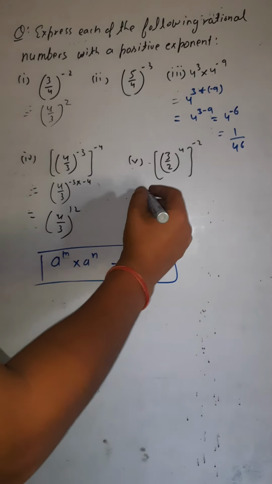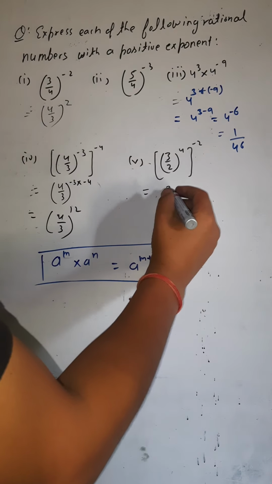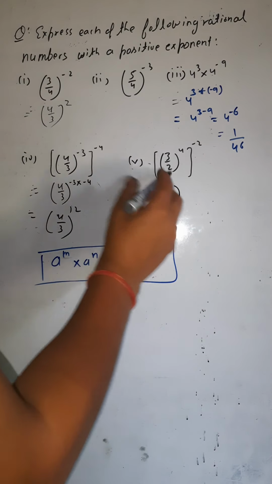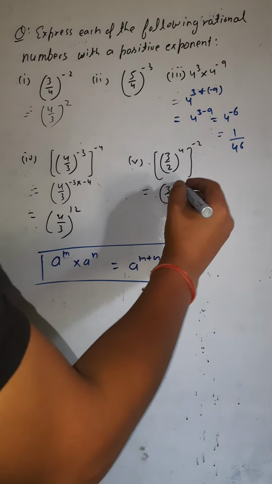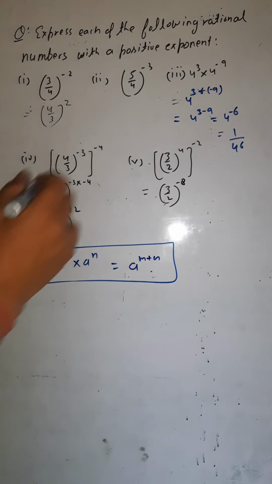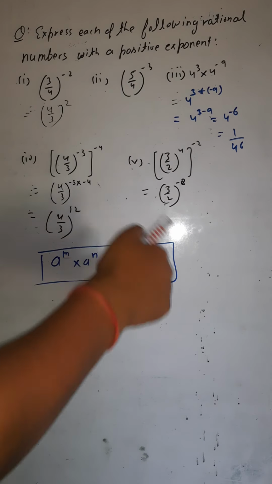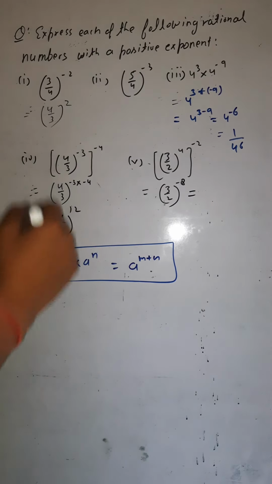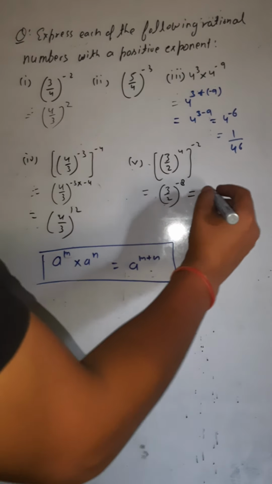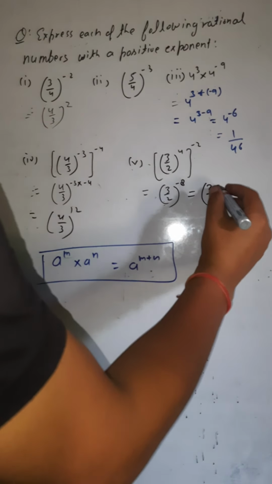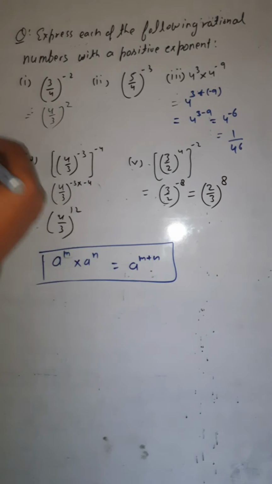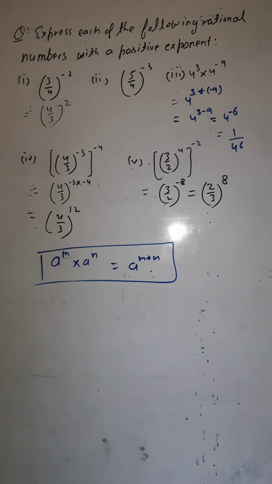Okay, similarly this one also can be multiplied. 3 by 2 to the power 4 multiplied by minus 2 would become minus 8. 4 twos are 8, it is minus 8, but the power is negative. How do you change this into positive? By writing the reciprocal of 3 by 2. So the reciprocal of 3 by 2 is how much? 2 by 3, whole, and the power would become positive now. So this is how you would change the exponents into the positive and the negative one.